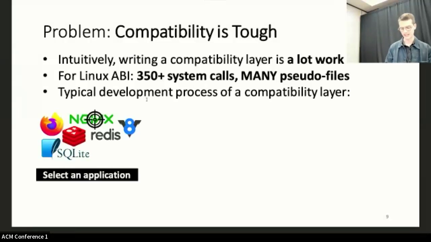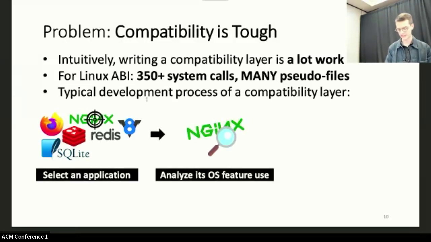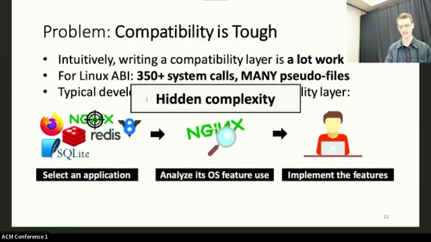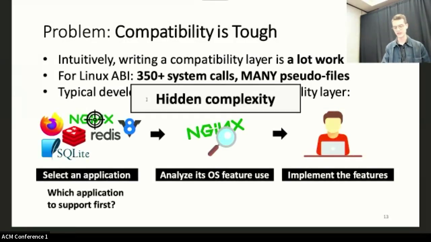To write a compatibility layer, you would usually select an application to support, analyze which OS features it needs, and implement these. These steps feature a lot of hidden complexity. It is difficult to choose which application to support first, so developers use their gut feeling. Unfortunately, making the wrong choice will increase the time needed to support the first real-world use cases on the new OS.